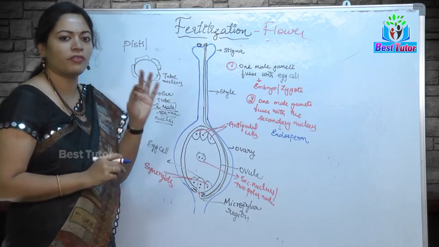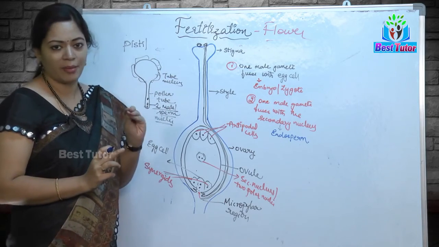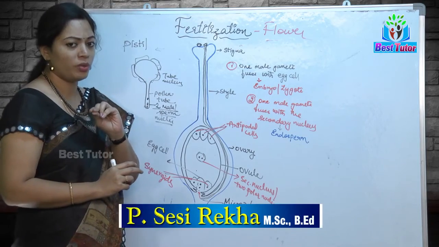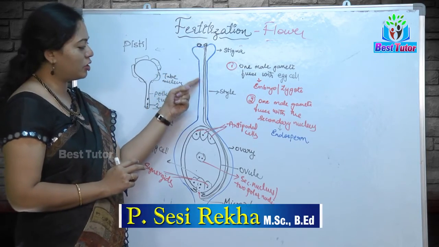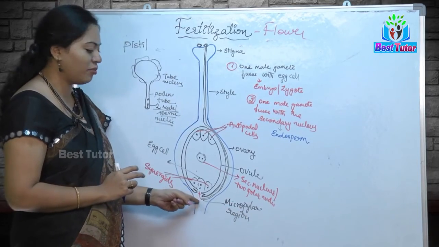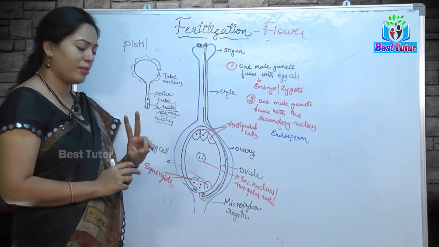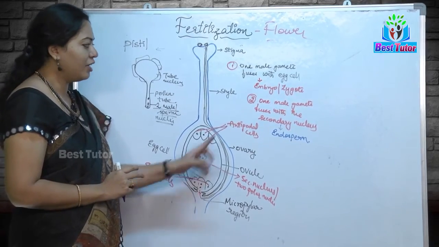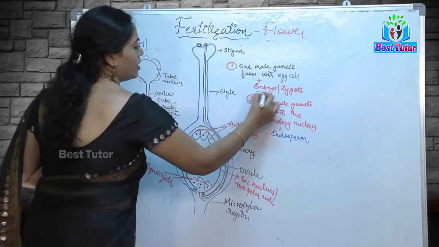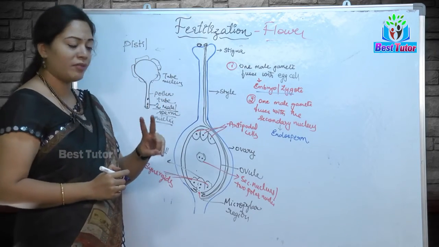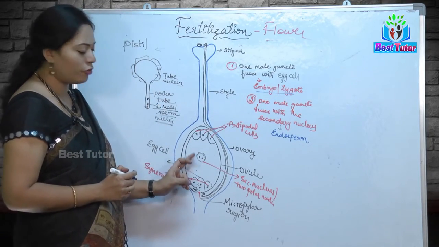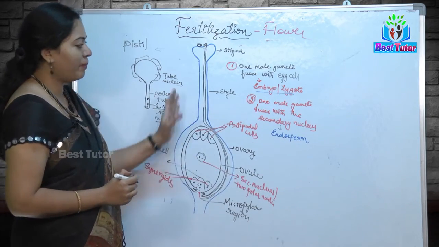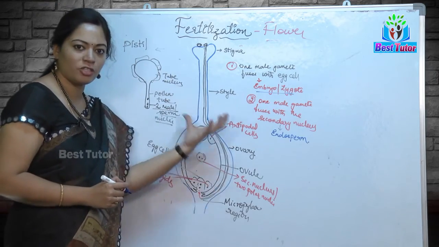What is fertilization? The fusion of male gamete with the female gamete. Now here if you observe, the 2 male gametes are carried by the pollen tube, where the pollen grain has ruptured the structure of the gynoecium and reached the micropylar end. One will fuse with the egg cell present at the micropylar region, and it forms the embryo or the zygote, right? Then another male gamete is going to fuse with the secondary nucleus, and it forms the endosperm. This is what the actual fertilization process is.